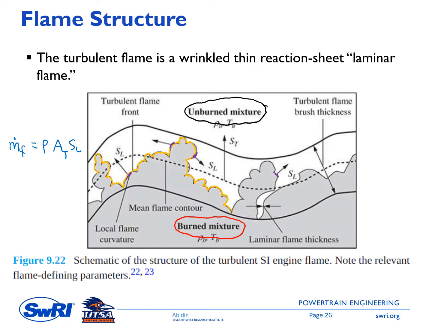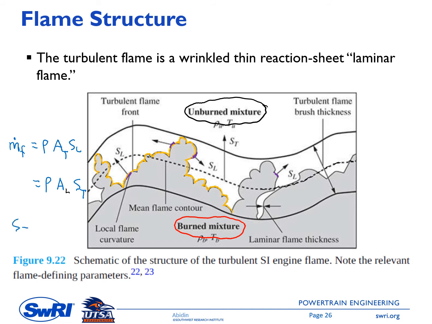We can also represent it as rho times A. A here is a kind of modeling A. So in this case, you can use A from the dash line. So this is just kind of the modeling A. Okay, and then I can put here AL, for example, times ST. And ST here is the turbulent flame speed.